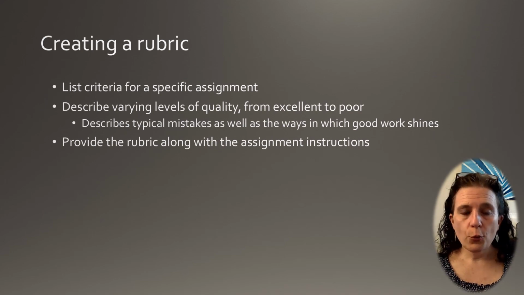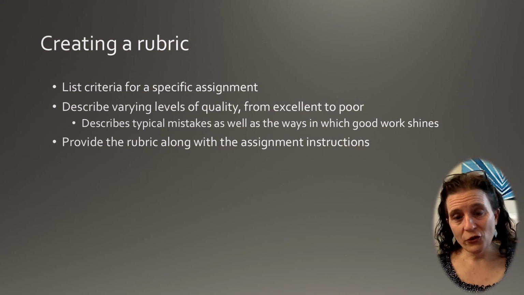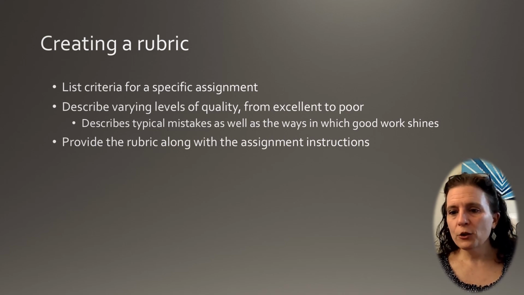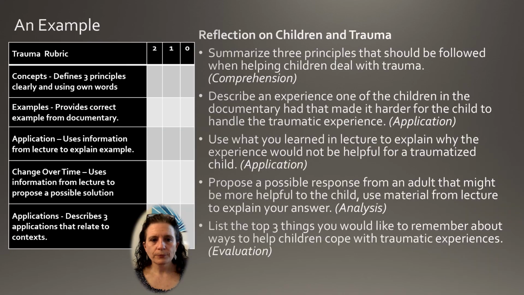When you're creating your rubric, you want to make sure you list the criteria for the specific assignments. Describe varying levels of quality from excellent to poor. Or what I actually do is just describe excellent and then have scores that descend from full credit to partial credit. And as I mentioned before, provide a rubric.